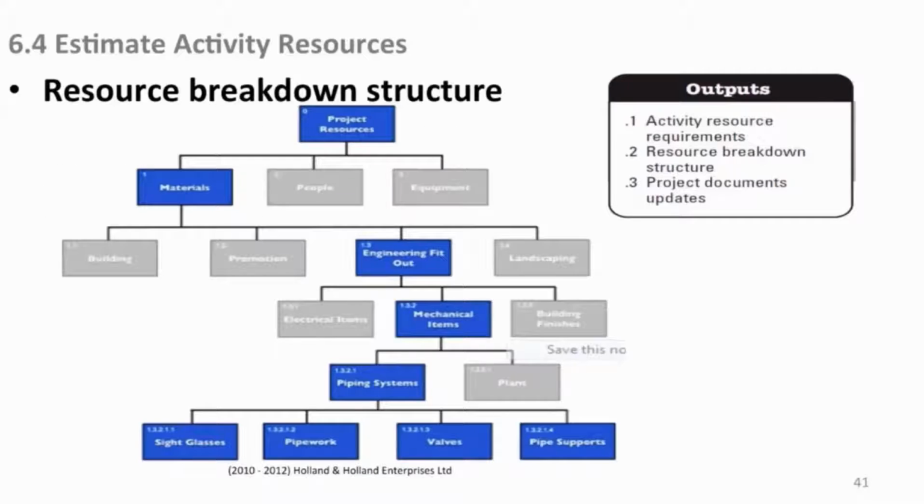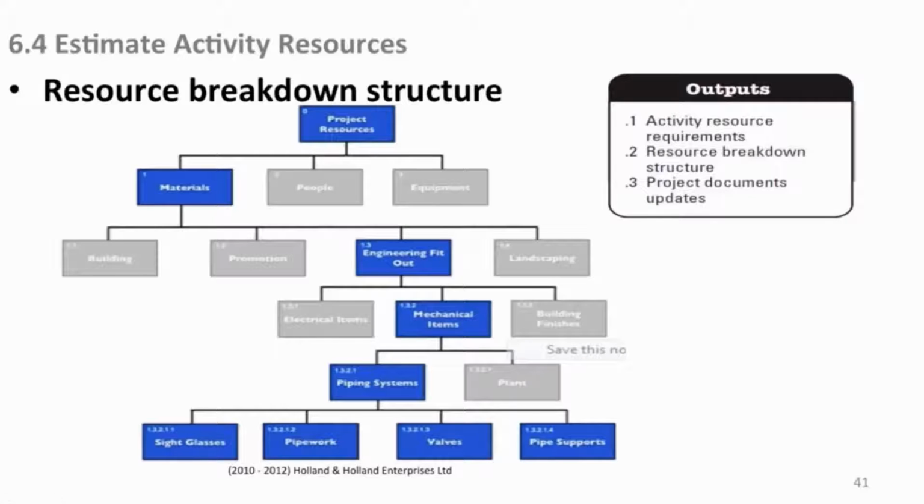And here is a shot of a typical resource breakdown structure. Up here you have just project resources. And here's materials, building materials, promotion materials. We don't really care what that is, but here's materials, and what they break them down into here. People, finally, equipment over here. We can look through materials here. Here's engineering, fit out, whatever that is, but you get down to mechanical items, piping system, finally. We're talking material, and then real specific stuff: glasses, pipe work, valves, pipe support, and under those you may even have it broken down further. And similar with people, by function or skill.